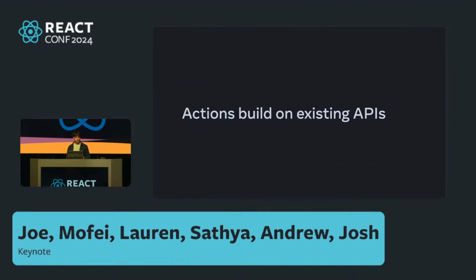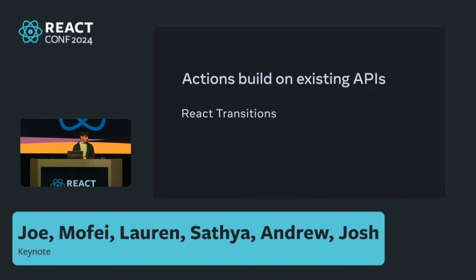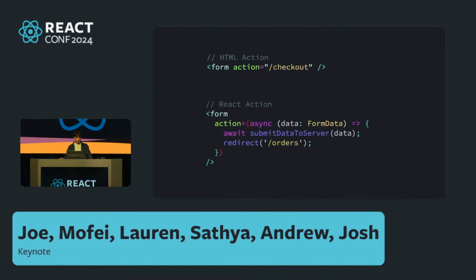React Actions are an evolution of two existing APIs. The first is React Transitions, a powerful feature for updating state without blocking user input, introduced in React 18. Actions build on transitions by adding support for asynchronous functions. And the second, of course, is the HTML form API. Using a React action is a lot like using an HTML form action, except instead of passing a URL to the action prop, you can now pass a function. And in the most basic example, that's all you have to do. Pass a function to the action prop, and when the user submits the form, the action is called.